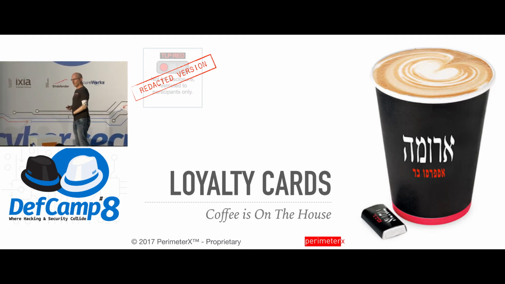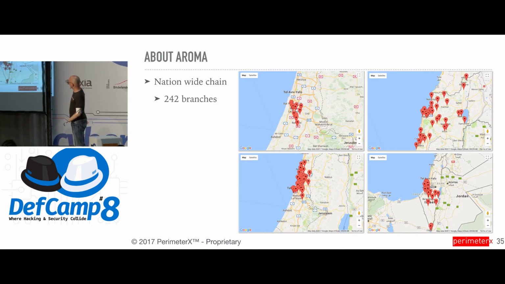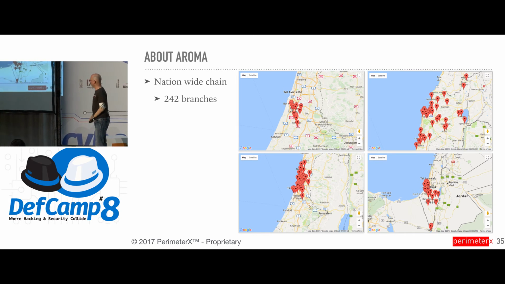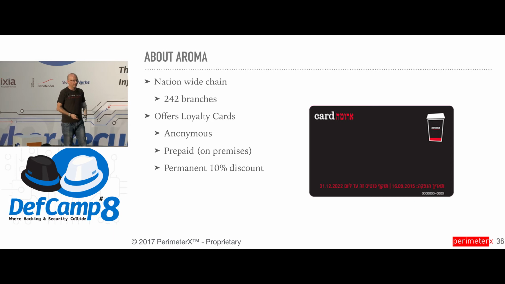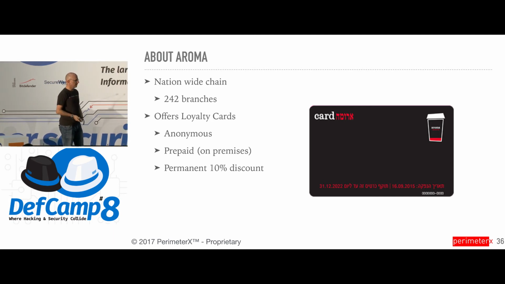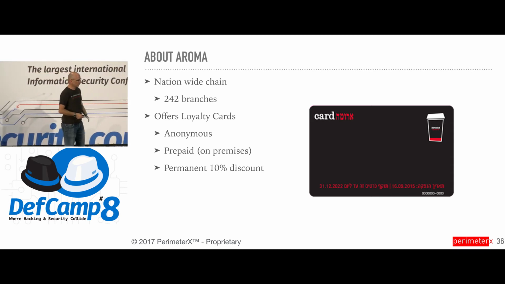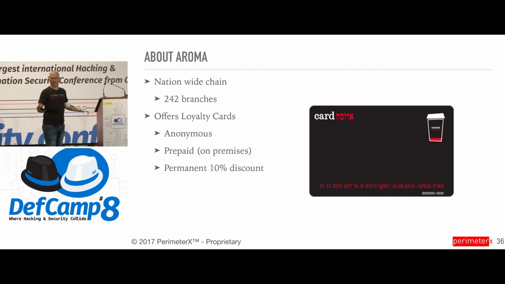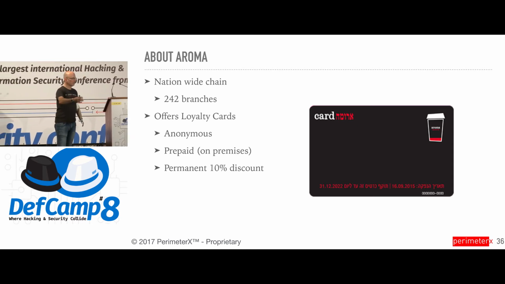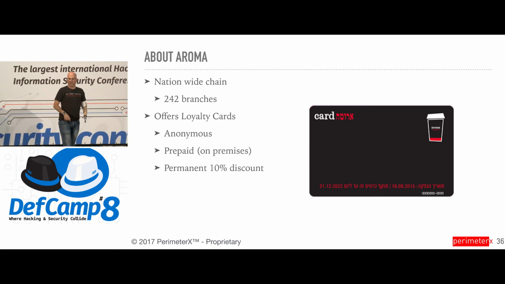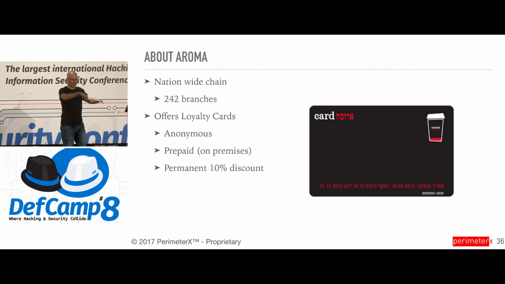Aroma is a nationwide coffee chain in Israel. They have about 240 branches. This is the distribution. You can see that. And they offer loyalty cards, which is something that they didn't invent. They have that in many places. These cards, they look like this. It's a nice black card, has the logo. It is anonymous, which means no one knows whose it is. If you lose it, it's gone. They can't cancel that. You can get any number of those. No one knows. And when you use them, you have to prepay, and you do it on premise.